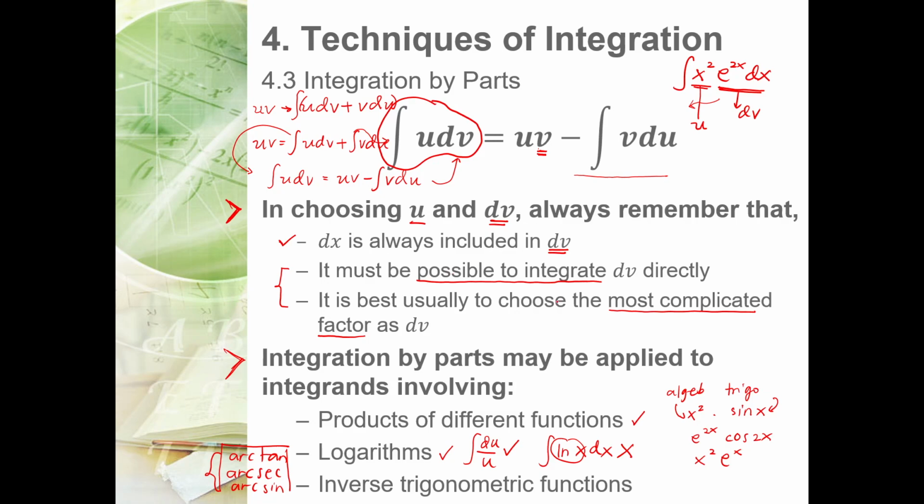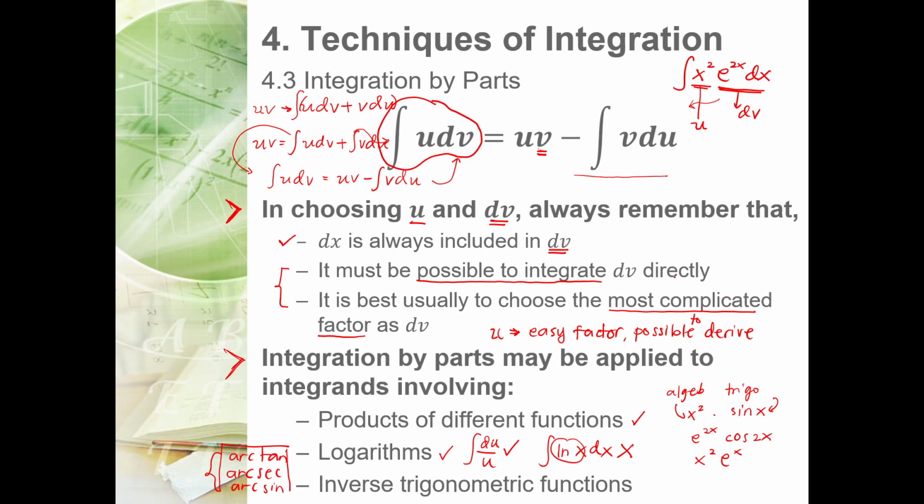So another tip is, since we need to choose the most complicated factor as your dv, and it should be possible to integrate, you should also choose your u parameter. So you need to choose your u parameter as an easy factor. So that's the opposite of your dv, and it should be possible to derive. So that's the opposite of your dv term.